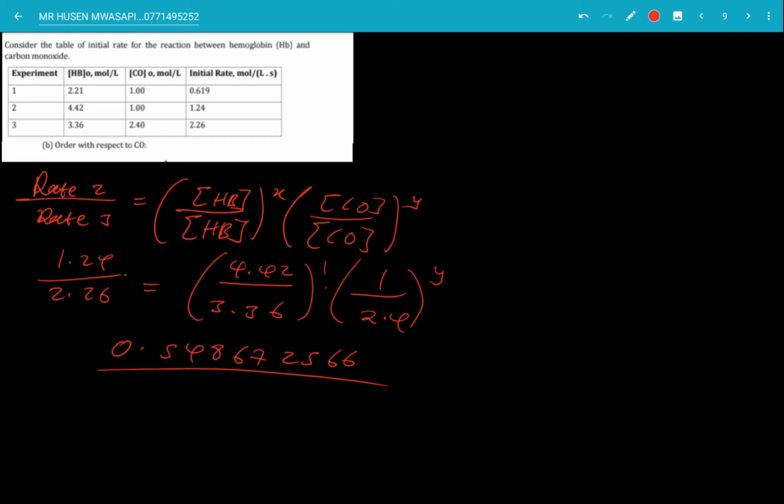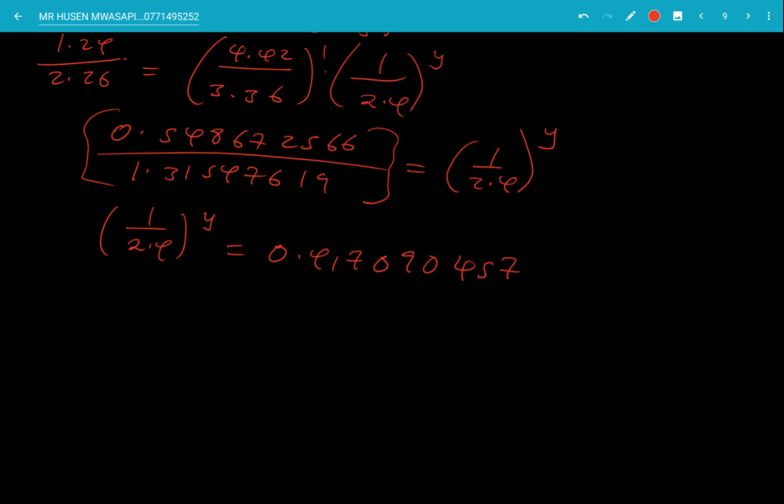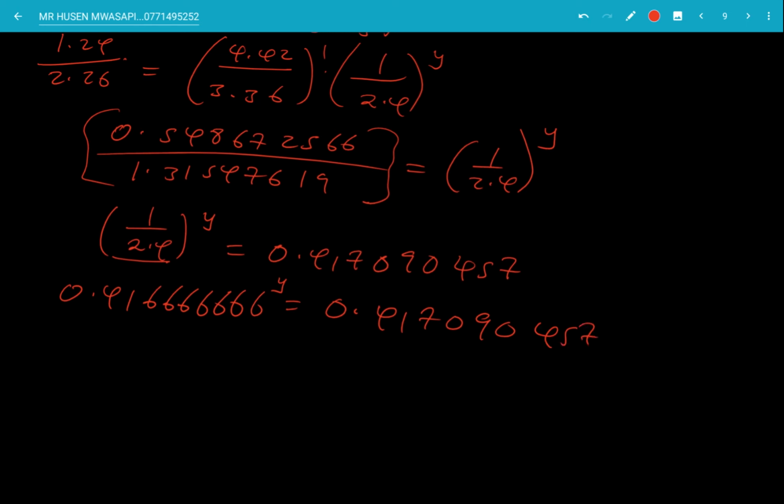So this will give you something like 0.5487 2566 over 1.31547619 being equal to 1 over 2.4 to the y. In simple terms, we can put it like this. 1 over 2.4 to the y being equal to, if I simplify this, 0.41709045 7. Then this portion is the same as 0.41666666 to the y, being equal to 0.41709045 7. So what we'll do here, we'll just apply logs.